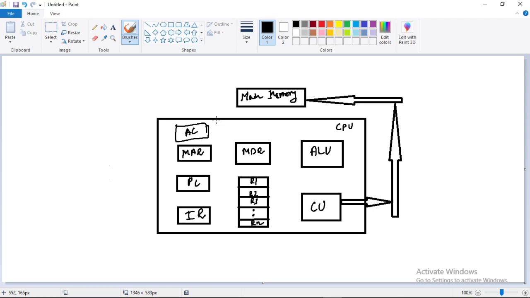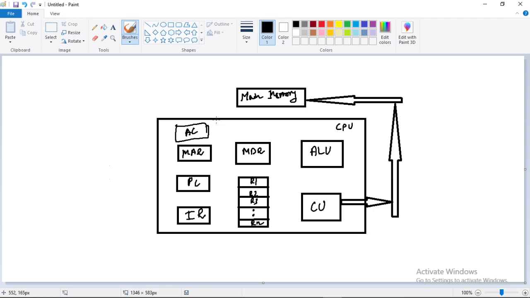Another thing you can write is that as soon as the instruction is placed inside the IR, the CPU starts executing the instruction, and the program counter points to the next instruction to be executed. This is the thing that I have to say.